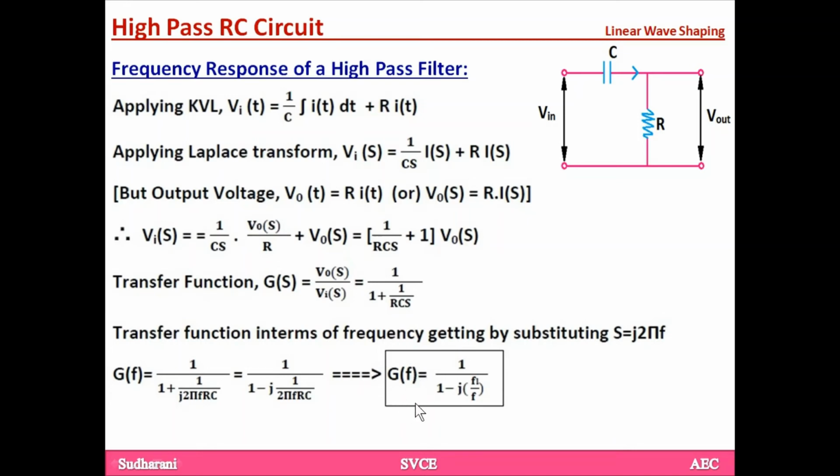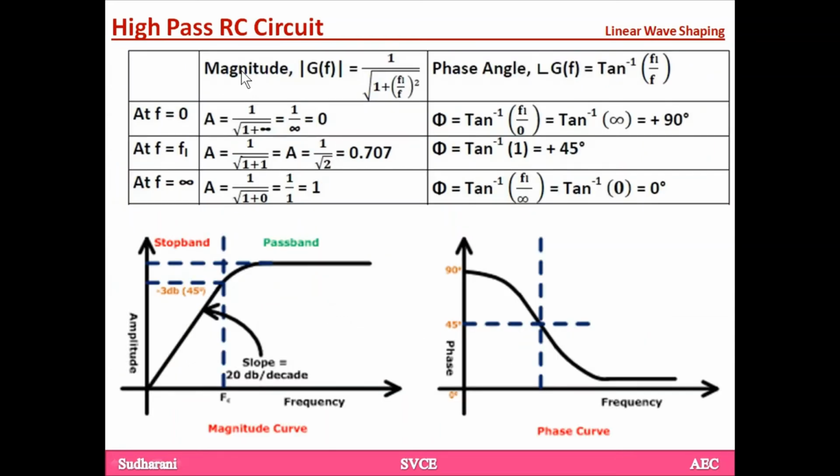What is the magnitude of G(f) from this equation? 1 divided by root of 1 plus (fL by f) whole squared. So that is the magnitude. Now what about the phase? The phase angle is given by tan inverse of the imaginary part, that is tan inverse of fL by f. So the magnitude of the transfer function G(f) is 1 divided by root of 1 plus (fL by f) whole squared, and the phase angle of G(f) is tan inverse of fL by f.